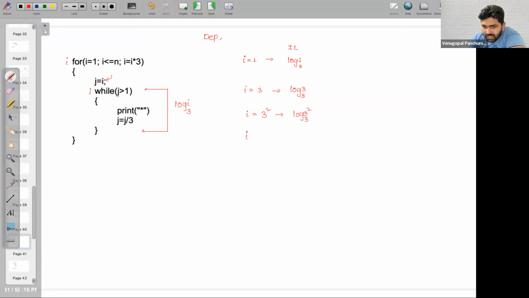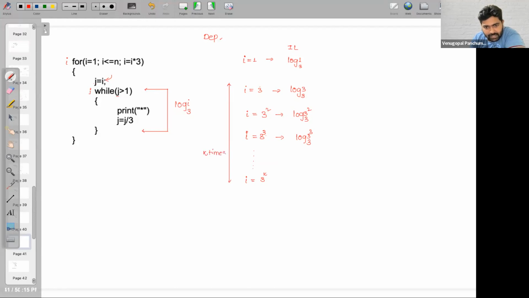After that, the next iteration, the I value is going to become 3 power 3, which is 3 cube. Log base 3 of 3 cube, and so on. I don't know how many times it is running, but let me assume k times. I is equal to, let's say, 3 power k. I don't know exactly how many times it is running, maybe I will assume k times.